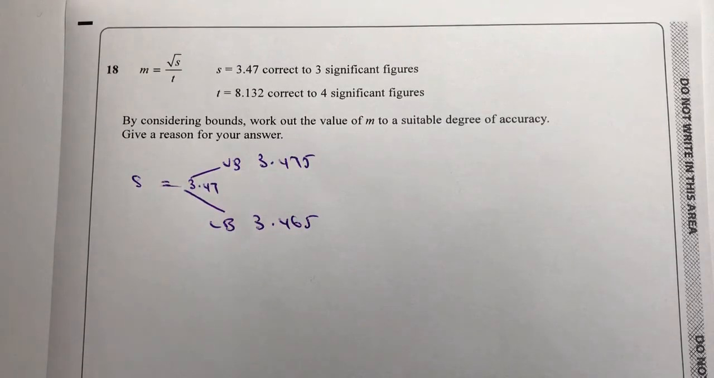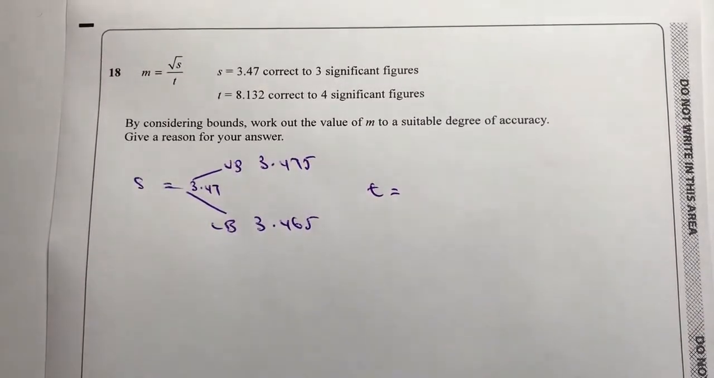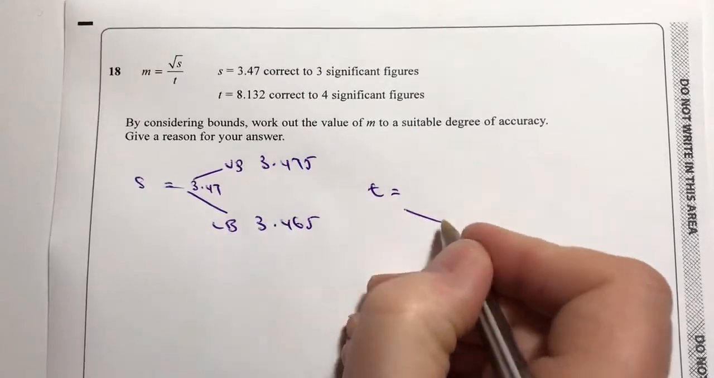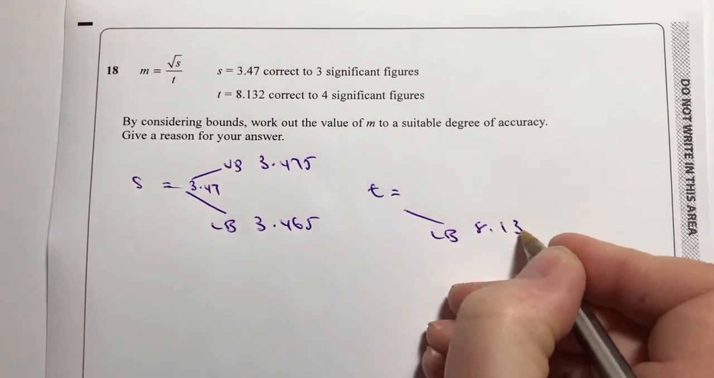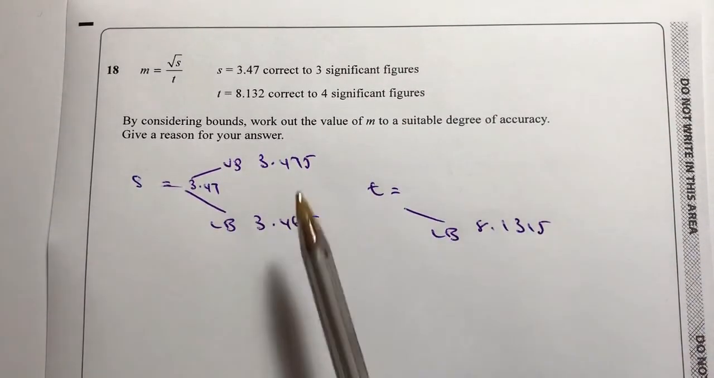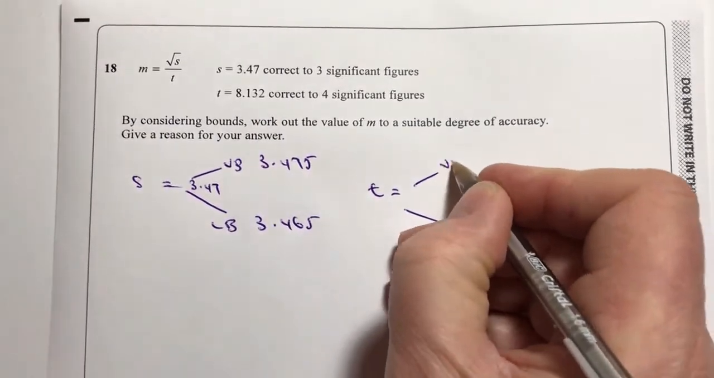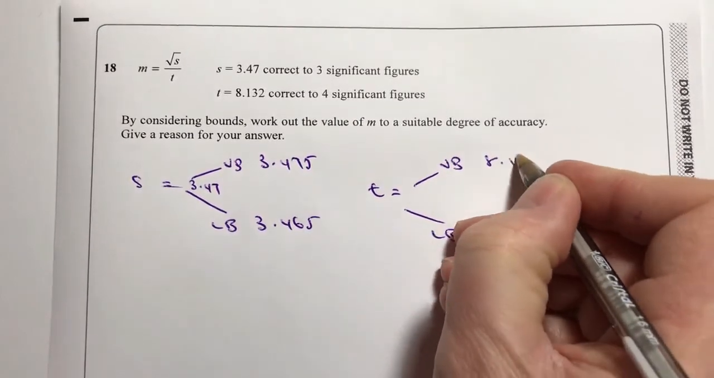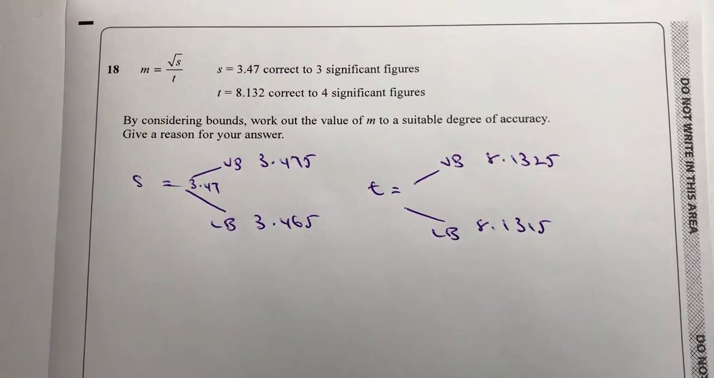It's the same with the value of t. This time, however, just to make it a little bit trickier, they've made it 4 significant figures. So we can say the lower bound for t is going to be 8.1315. In other words, that's the lowest value it can be, so that this number is correct. And then therefore the upper bound is going to be 8.1325. And then the question says, by considering bounds, work out the value of m to a suitable degree of accuracy.